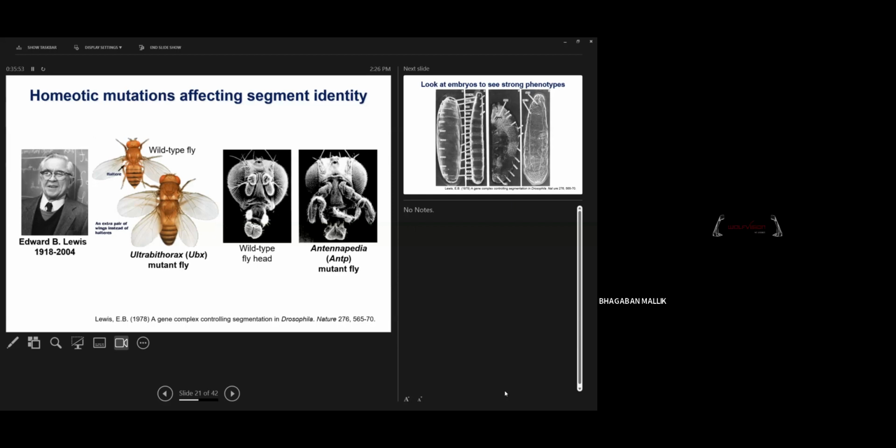So they found that because of the mutation of ultrabithorax, the homeotic mutations, I will be talking about homeotic genes in the coming slides. They found that you have a double thorax and a double pair of wings.